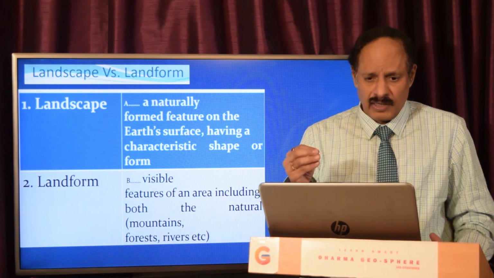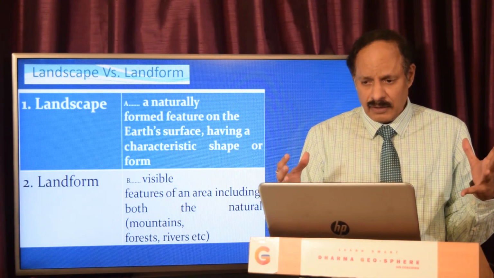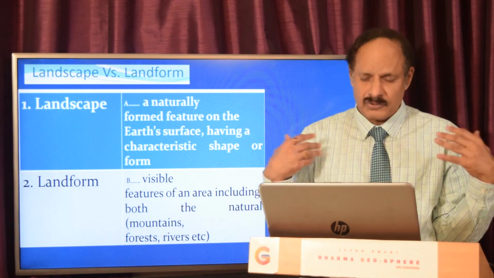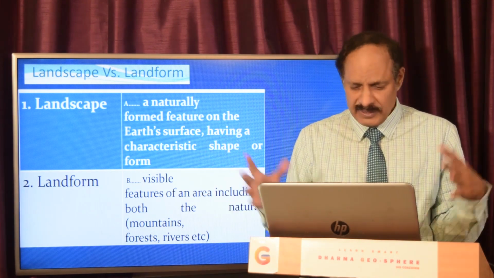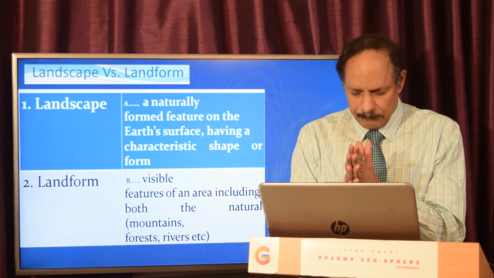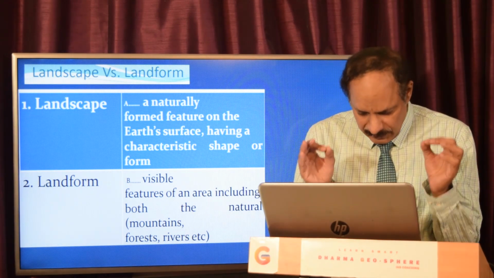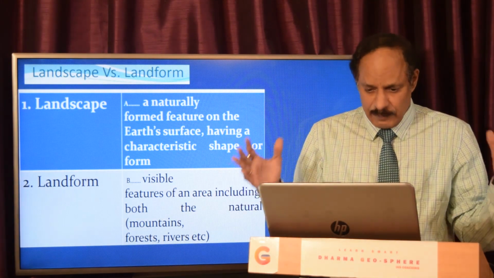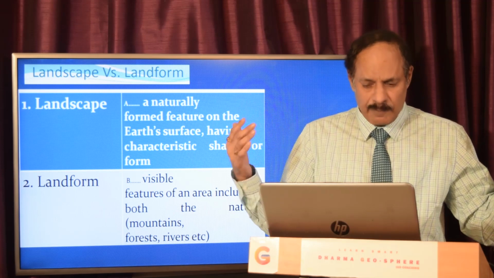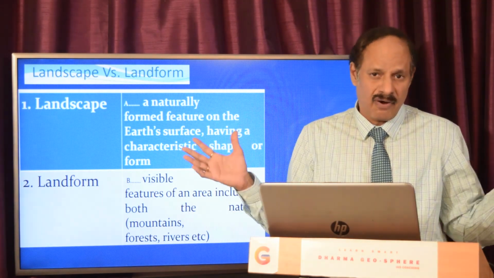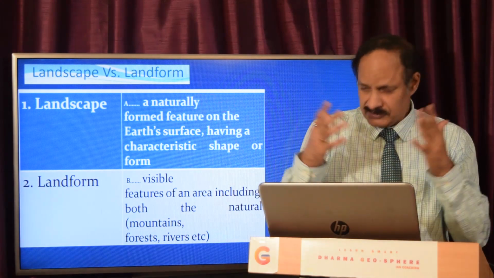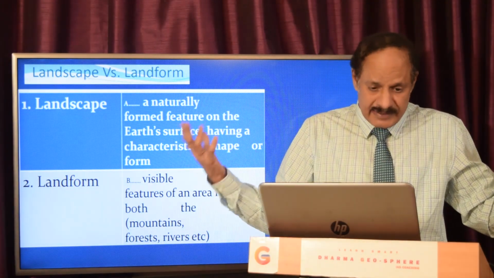Many of those who have been interacting with me, students, get confused here, because non-geography students are all over the place trying to get involved in teaching geography. But please be informed and make it very clear to yourself that a landscape is a naturally formed feature on the Earth's surface having a characteristic shape or form, and it is the size of a country. So you have the Appalachian Mountains or the Alps, like this. So that is a landscape.